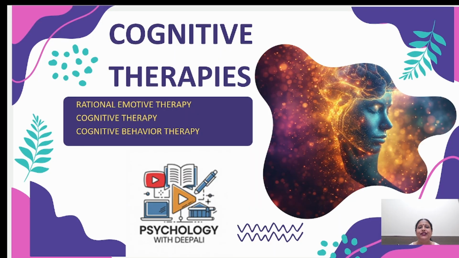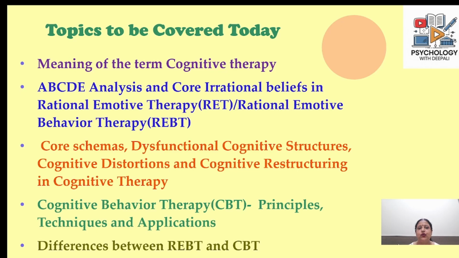Hello, everyone. Today we will be talking about various types of cognitive therapies. So, the topics to be covered today are the meaning of the term cognitive therapy, the ABCDE analysis and core irrational beliefs in RET or REBT, the core schemas, dysfunctional cognitive structures, cognitive distortions, and cognitive restructuring in cognitive therapy, cognitive behavior therapy, which includes the principles, techniques, and applications, as well as the differences between REBT and CBT.